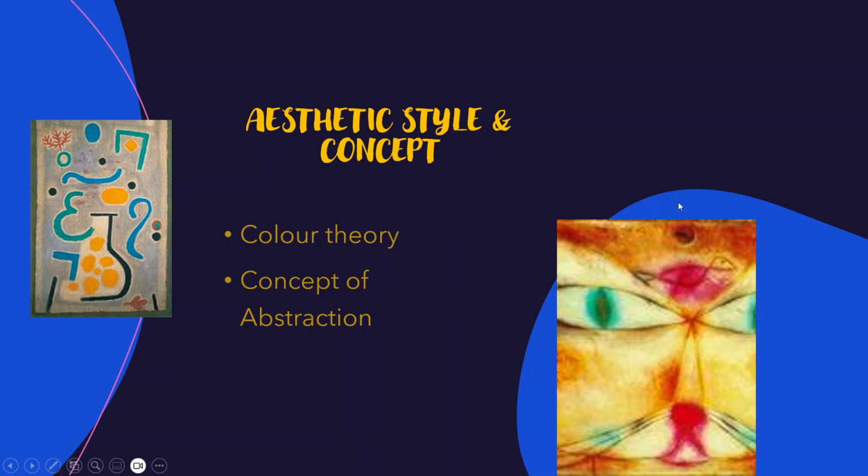Well, there were a lot of aesthetic styles and concepts utilized, founded, and explored by Paul Klee. Some of them include the concept of abstraction, surrealism, cubism, futurism, and expressionism. I could make a whole other presentation on each of these concepts. However, due to time constraints, I'll be evaluating only one of these styles, abstraction.